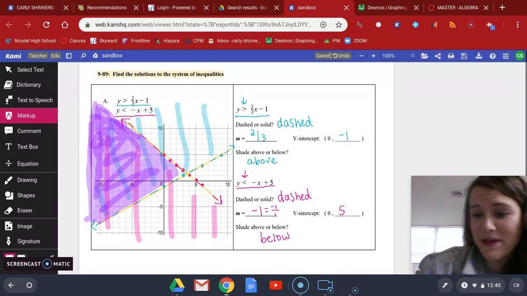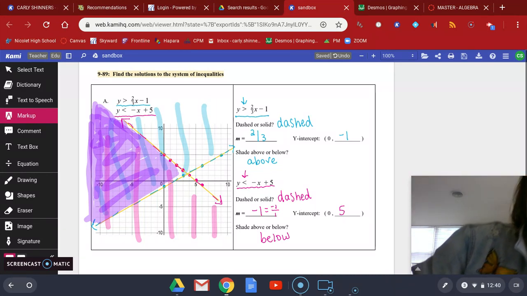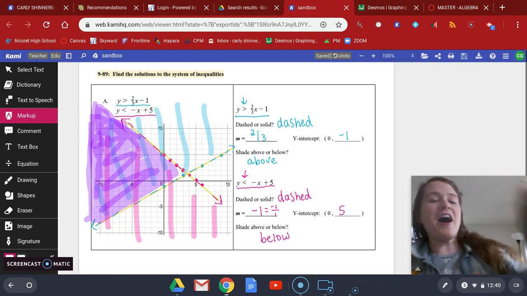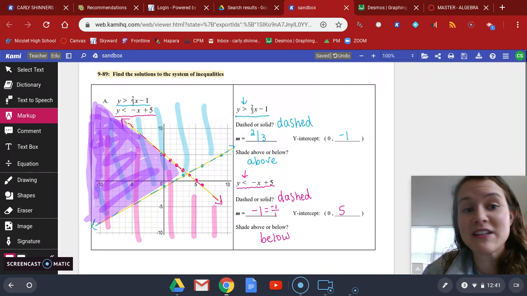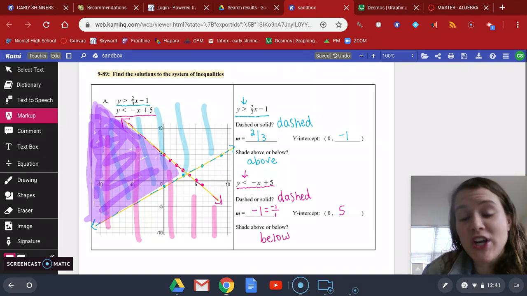Those of you maybe into art, this is great. This is fun, right? It's like coloring. So that's the only change here.